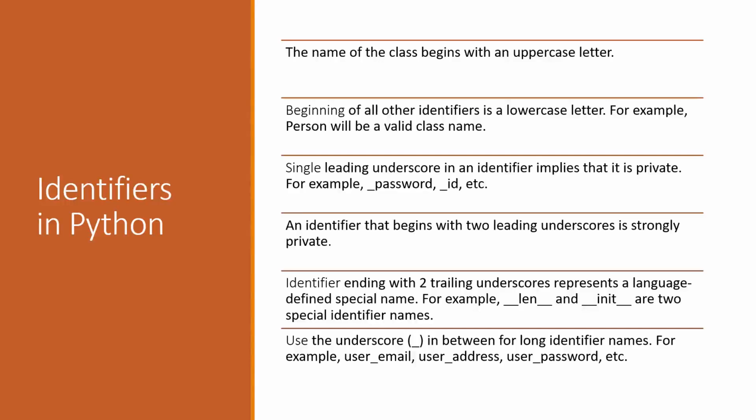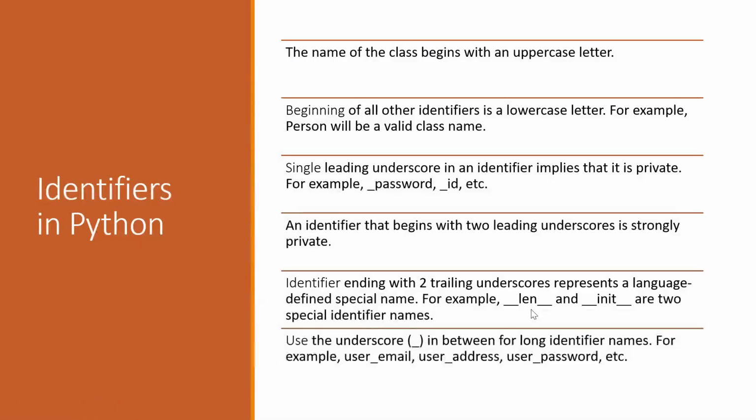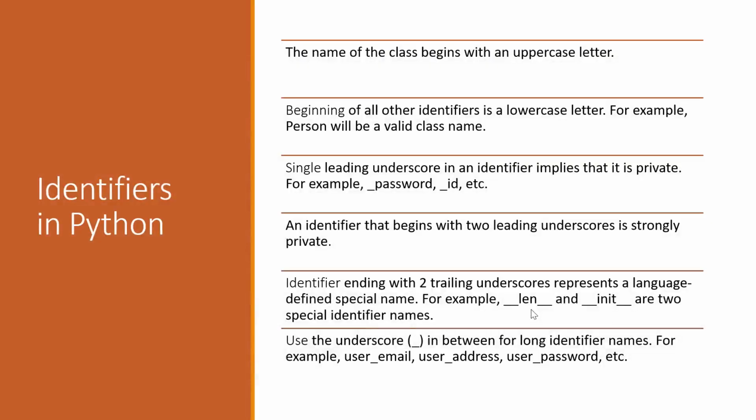Other than this, an identifier that begins with two leading underscores is a strongly private identifier and it should not be changed. Moreover, an identifier ending with two trailing underscores represents a language defined special name. For example, __init__ and __len__ are two special identifier names. Now at last, it is recommended to use the underscore in between long identifier names. For example, user_email, user_address, or user_password are some valid examples.